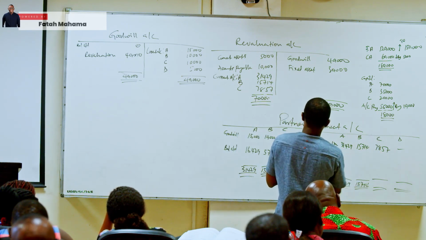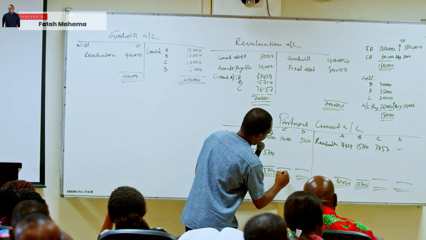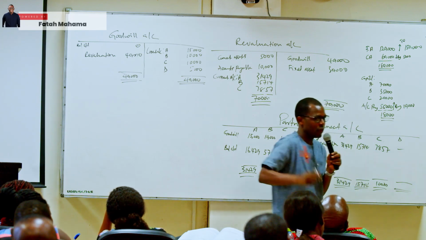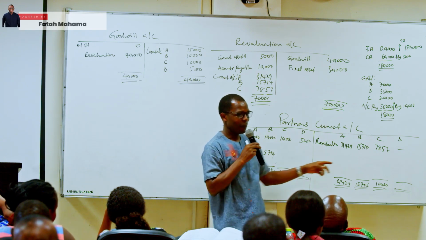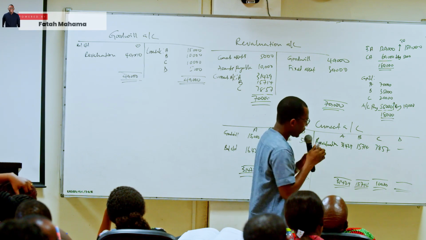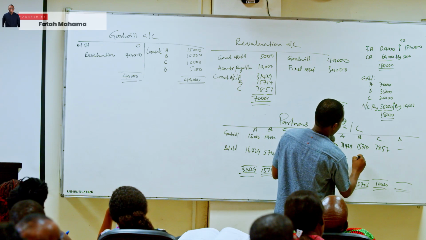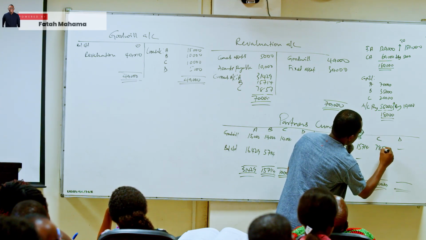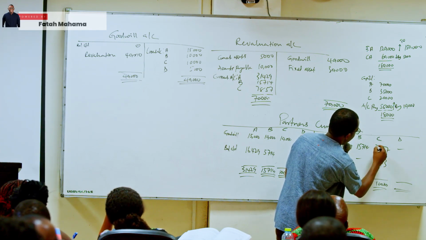I think this side is bigger, right? So I'll put a bigger one, 10,000. And you see why it's good to leave enough space on both sides. But this time around, the balance carried down is here. So we'll have a balance carried down here rather.